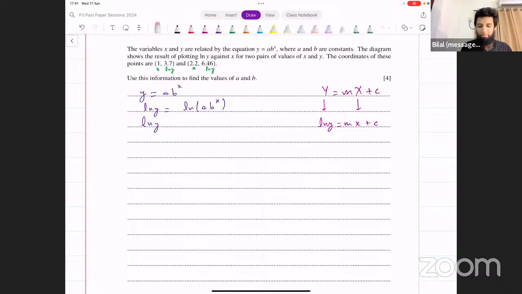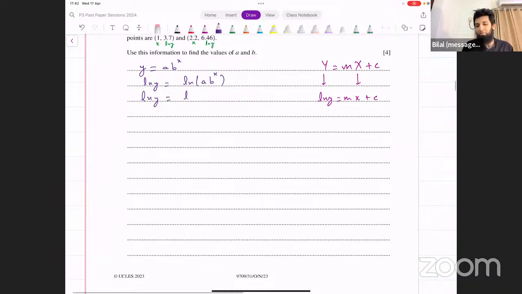Sir, we have to separate log. We have to separate it first. We could do that if the power was on top like this. If the power was here, then we could apply the power law. But for now, we can't, because the power is only on b right now. We would first have to apply the multiplication law to break it down. It's multiplication inside log. Outside log, it becomes addition. So this can be broken down like this: ln a plus ln b raised to power x.